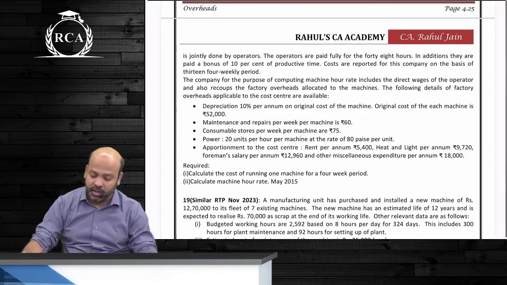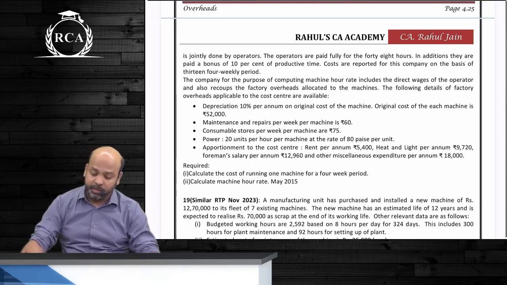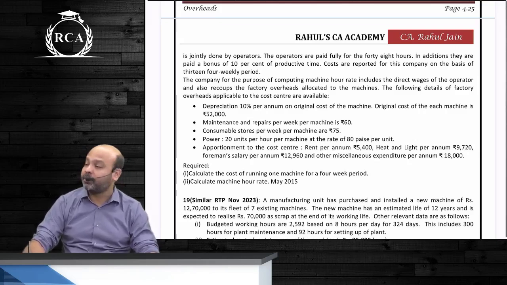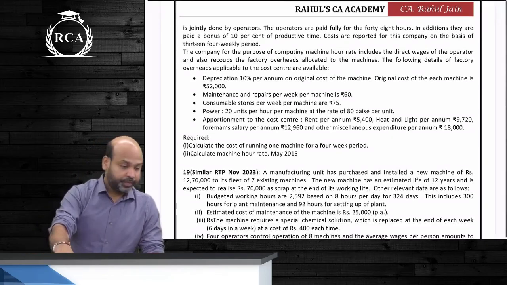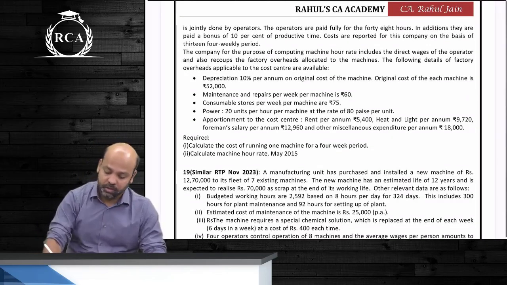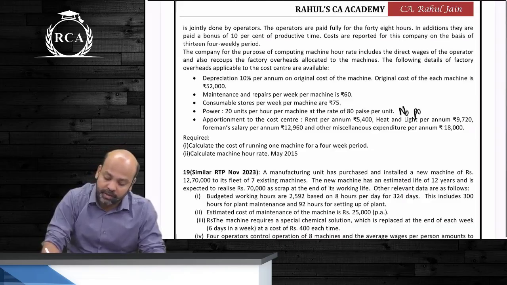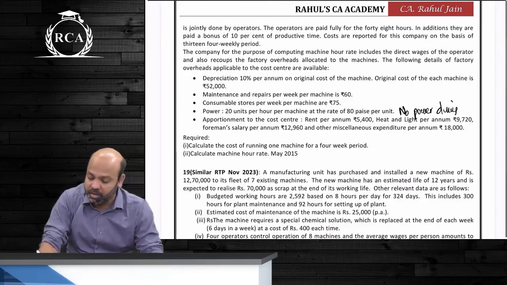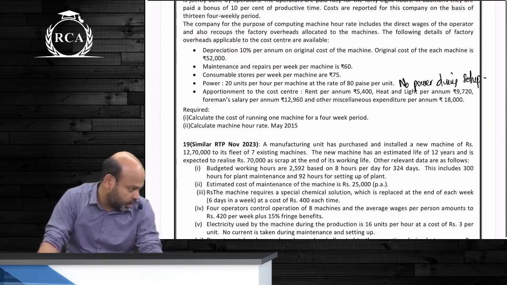Apportionment to the cost center, rent. This is apportionment to cost center. What will you do with all of these expenses? Divide by 3 machines. And if any expenditure is per annum, beta, you have to divide by 13. Add a sentence, beta, after power cost: no power during setup. This has already been added in the study material too. I did not add it, but now: no power during setup.